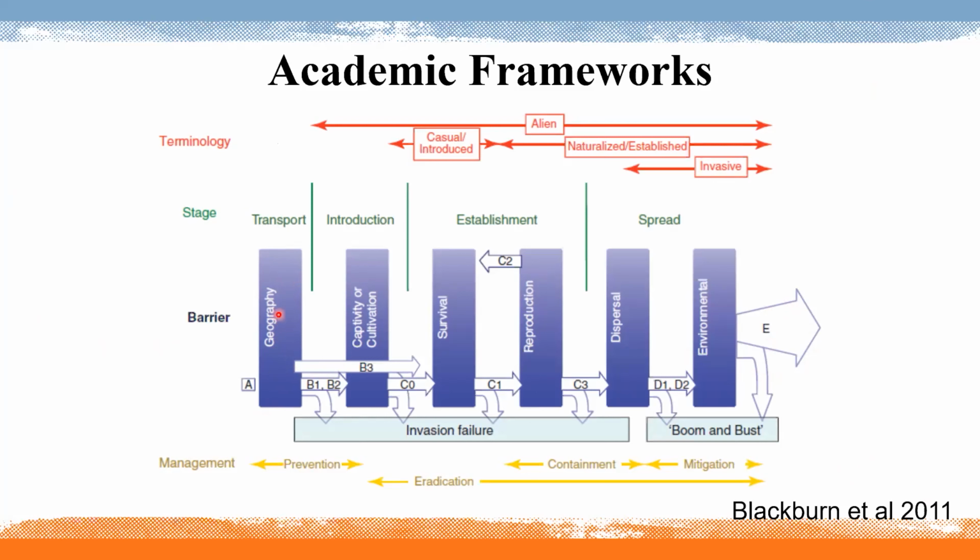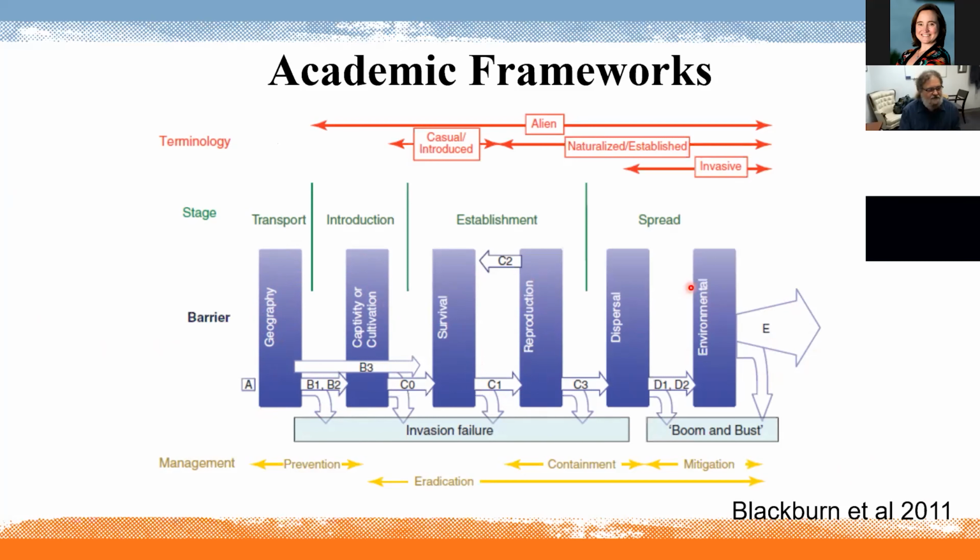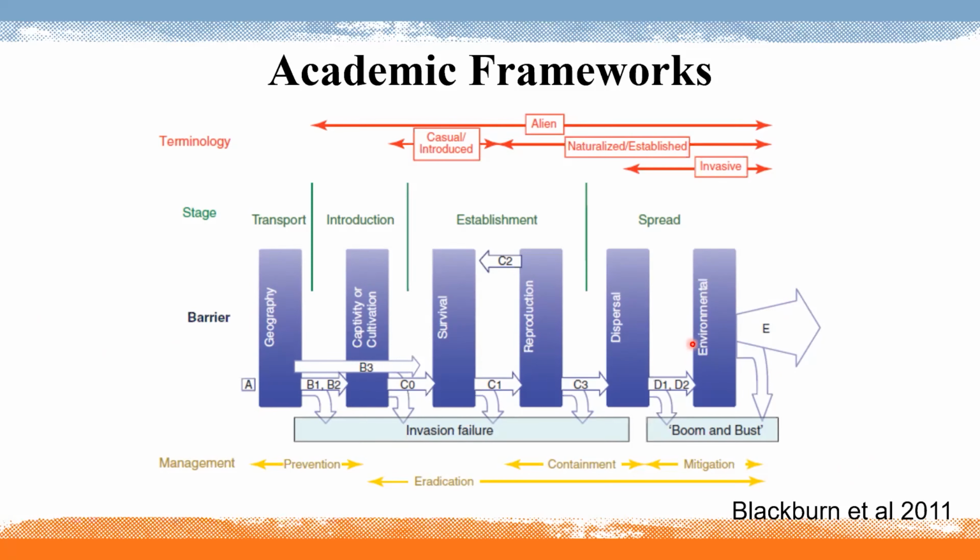First, there's a geographic one where they have to travel a large distance through human transport. They have to be growing somewhere where they're transported. They have to be able to survive. They have to be able to start reproducing and then disperse and then have environmental impacts. And depending on what barriers they overcome, then we can say, well, these are what we can call a species, right? And then it even introduces relevant management actions that you can take at each of these stages.